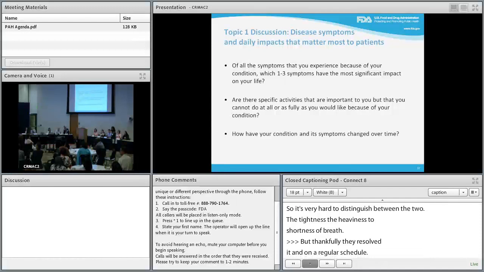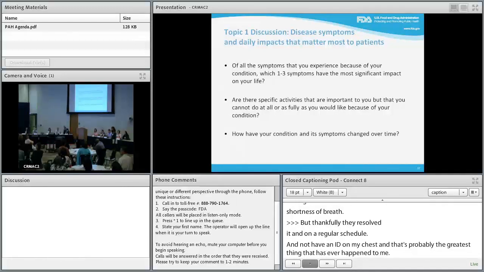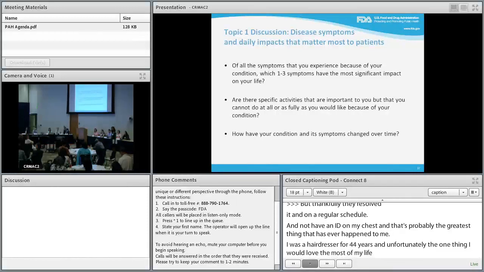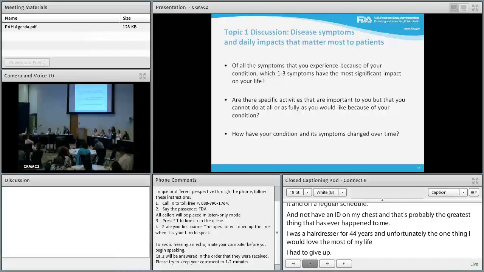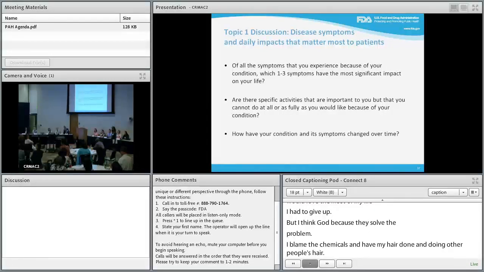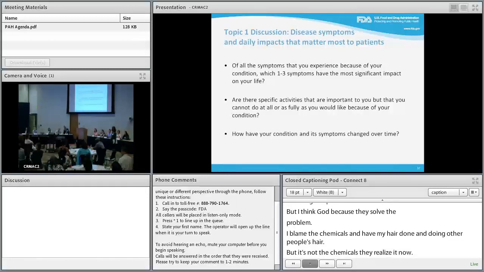I was a hairdresser for 44 years. Unfortunately, the one thing I loved the most in my life, I had to give up. But I thank God because they solved the problem. I blamed the chemicals, ladies, from having my hair done and doing other people's hair. But it's not the chemicals, and I realize it now. It took a long time for me to accept it. And acceptance is part of your healing process. Thank you for sharing that.